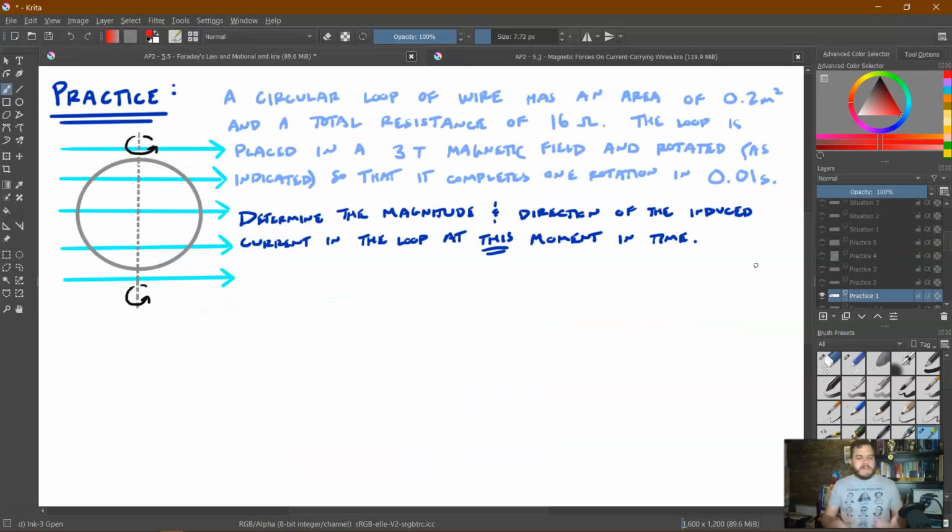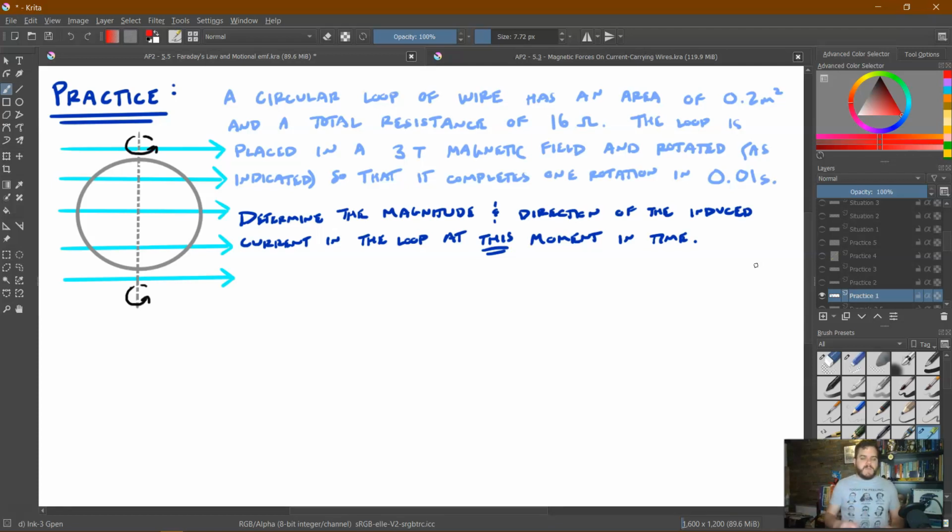Alright, this is a slightly different situation. We now have a circular loop of wire with an area of 0.2 meters squared and a total resistance of 16 ohms. And the loop is placed in a 3 Tesla magnetic field that is directed, we see, to the right. And we are going to say that the loop is rotated so that it completes one rotation in 0.01 seconds. And we want to determine the magnitude and direction of the induced current in the loop at this particular moment in time.